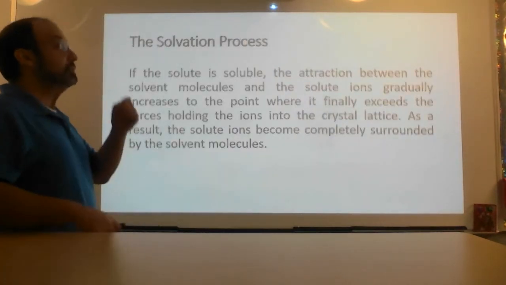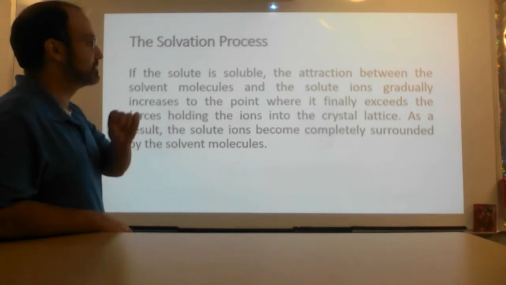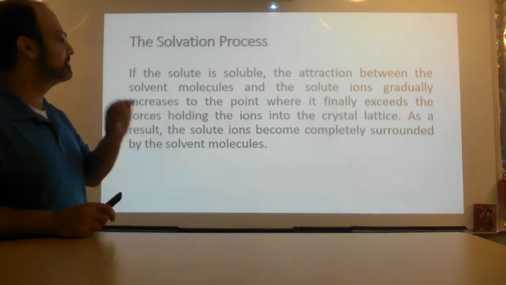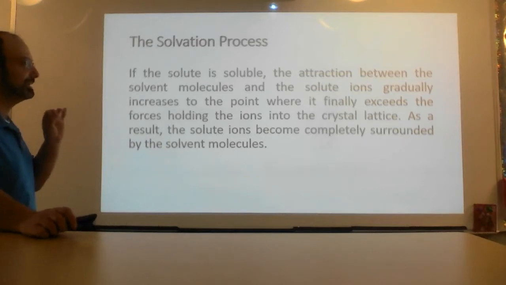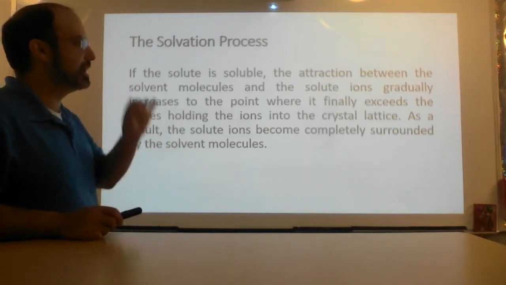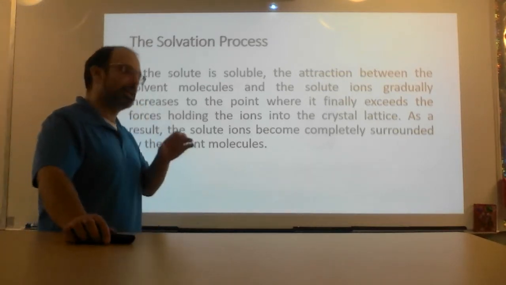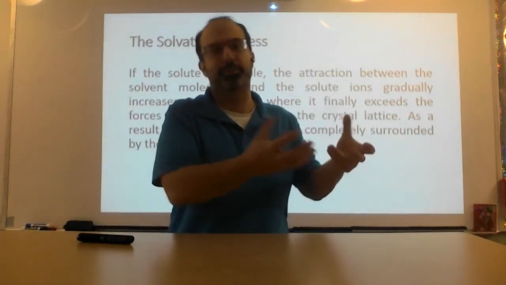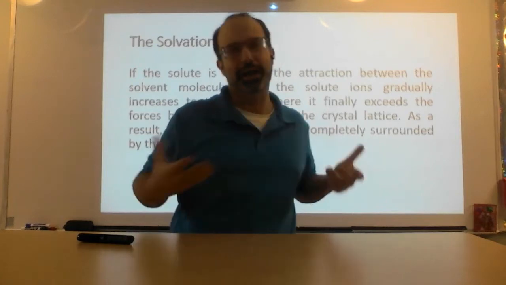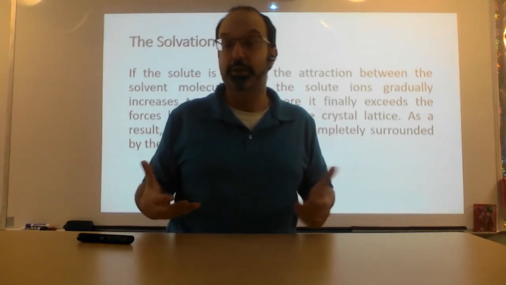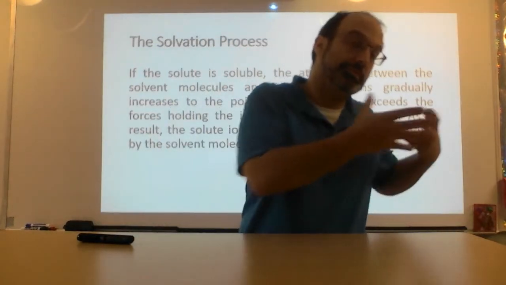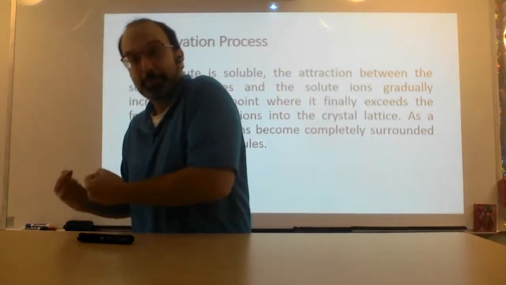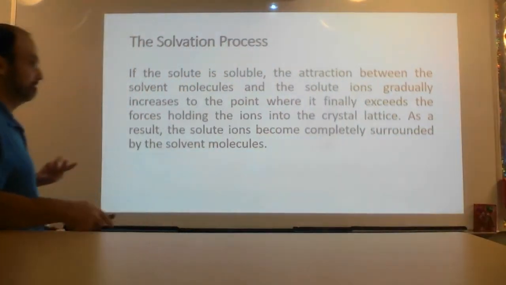If the solute is soluble, meaning that it can dissolve, the attraction between the solvent molecules and the solute ions gradually increases to the point where it finally exceeds the forces holding the ion in the crystal lattice. So again, one chlorine, one water comes over and it's like, I can't pull it out, right? It can't break it free because the ion-ion forces are too strong. But then more water shows up and they sort of dogpile this poor chlorine, and eventually they'll pull it away because there's enough of them.